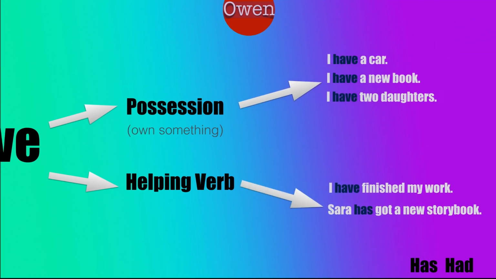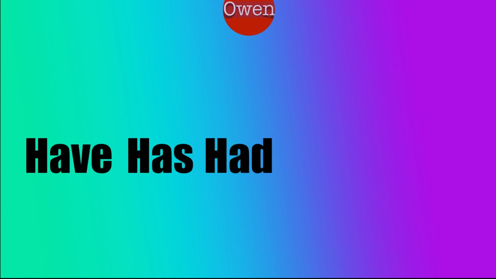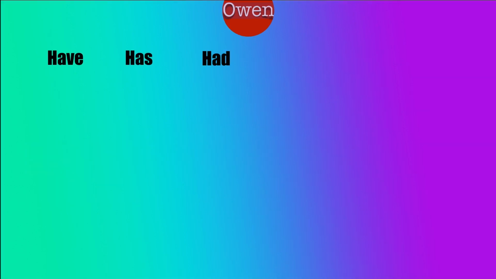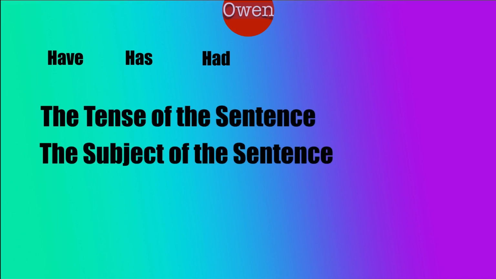So have is used in two main ways. One is to show possession, and two is as a helping verb. Now let's talk about where to use have, has, and had. You have to understand that which one you choose will depend on two things. The first one is the tense of the sentence, and the second one is the subject of the sentence.